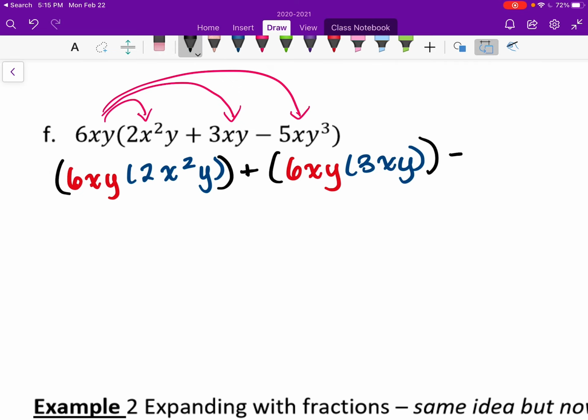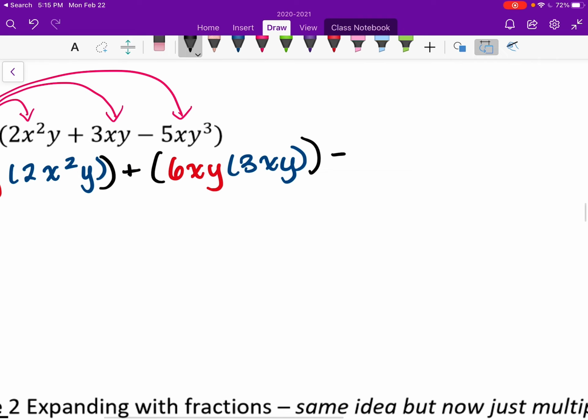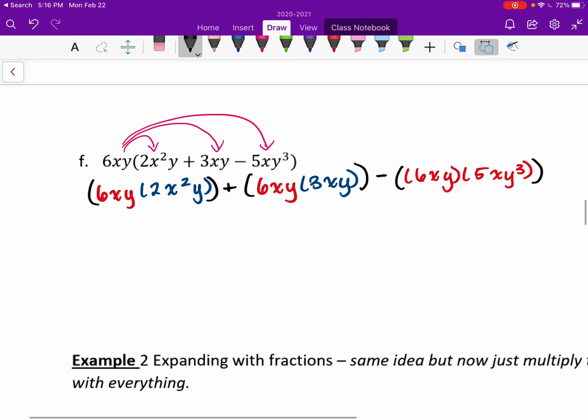close that bracket again, minus 6xy times, positive 5xy cubed, because we already put the negative up there. Okay. Now let's go solve those little brackets by themselves before we can go do anything else.